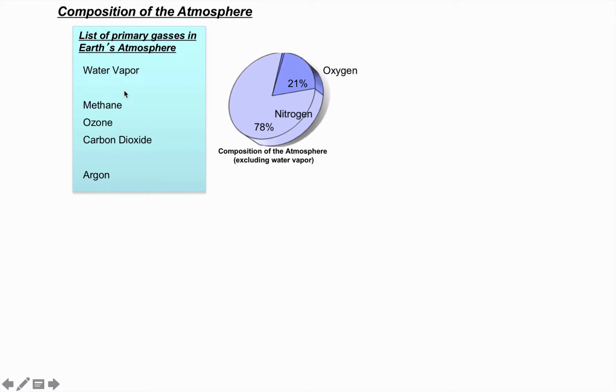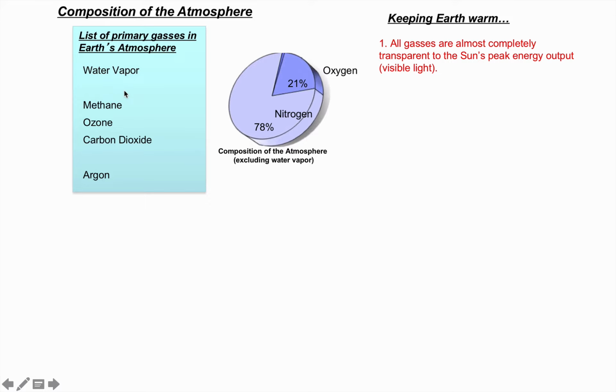But you see, when we think about these gases, I want you to know something very simple about them. It is the mixture of these gases that keeps Earth warm. Now, check this out. This is some really cool stuff about Earth's atmosphere, okay? All of these gases, oxygen, nitrogen, all the way to the water vapor and argon, all of them are almost completely transparent to the sun's peak energy output.